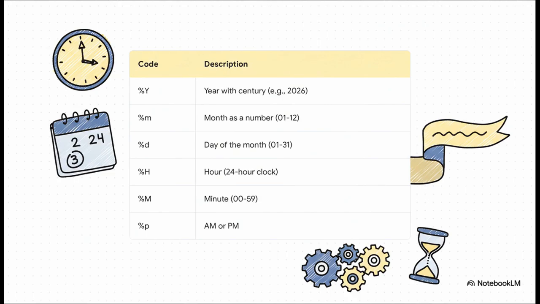Now, these codes, they're kind of like a secret language for formatting time. Don't worry, you absolutely do not need to memorize all of them. Just knowing these common ones here, like %y for year and %d for day, will get you 90% of the way there. Think of this table as your go-to cheat sheet.